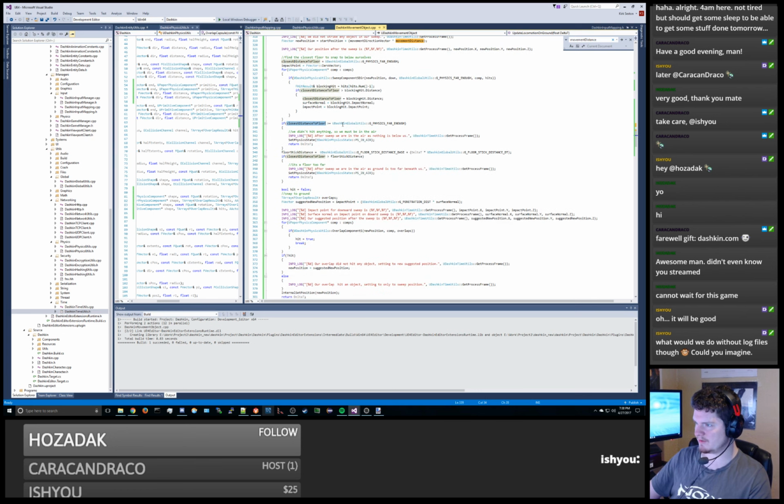So closest distance to floor. We are not in that. It's impact point for downward sweep. So impact point for downward sweep is the impact point here. So our downward sweep is using the wrong position? Oh yeah, if we didn't have log files, we'd just be banging our heads against the wall and not doing a whole hell of a lot, I think.